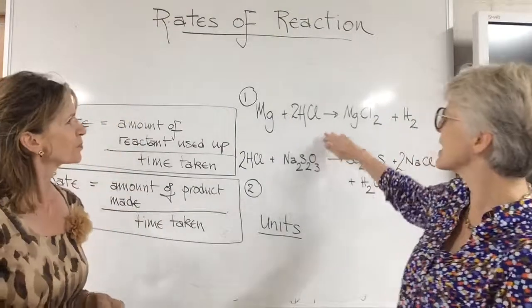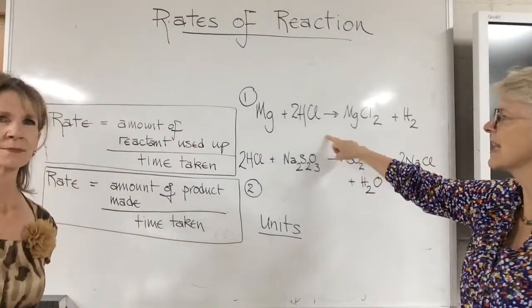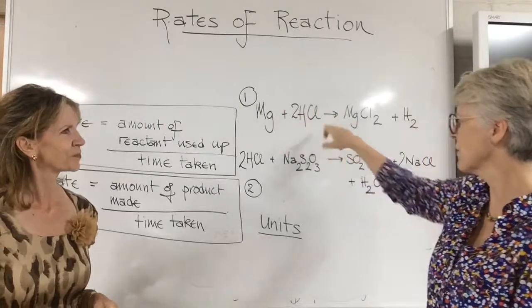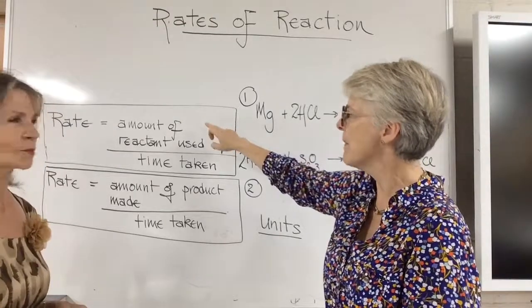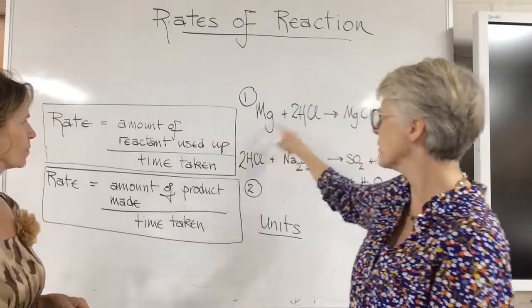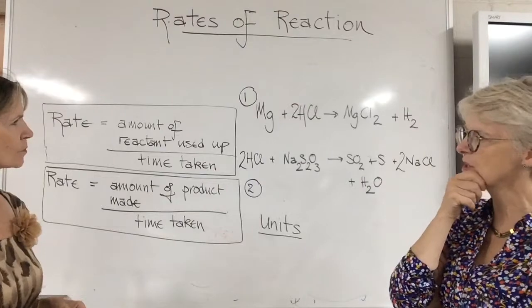Okay, so let's look at a typical reaction. We have a typical reaction here. We've got the reactants, as you know, and we've got the products. Now, our first definition was amount of reactant used up. So look at the two reactants. What do you think about measuring those, Miss McLaren?